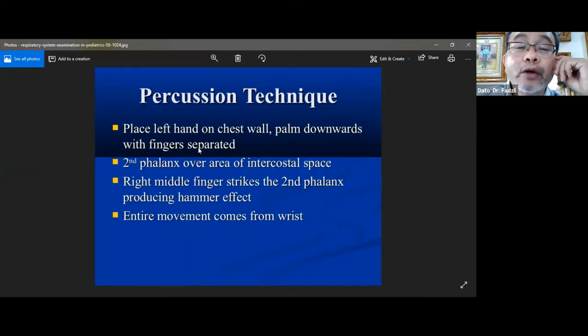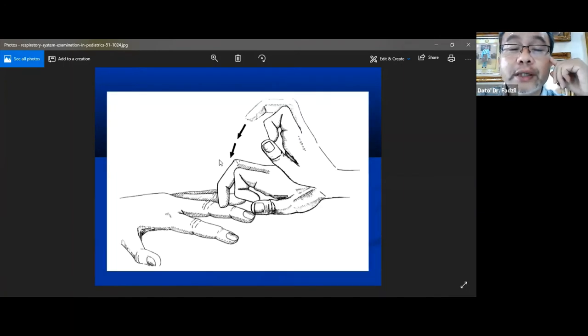Percussion technique. Okay, percussion, very important is the technique. Many people are unable to get good percussion because of the wrong technique. There is a right technique. It has to be 90 degrees. Your middle finger of the left hand, and then your percussing finger will be at 90 degrees.